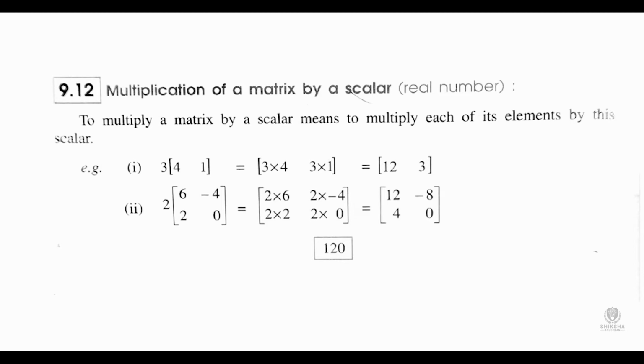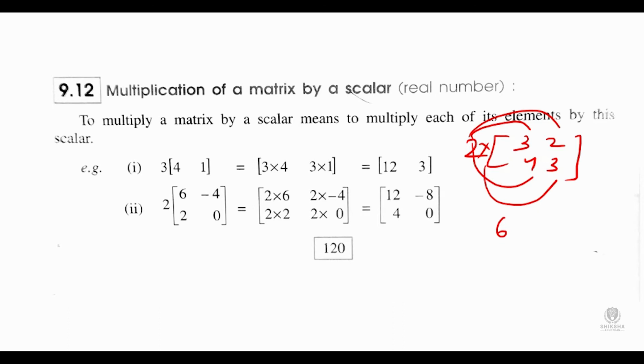Then multiplication of a matrix by a scalar or real number. To multiply a matrix by a scalar means to multiply each of its elements by that scalar number. Suppose we are given a matrix 3, 2, 4, 3 and we need to multiply it by 2. So we need to multiply 2 with each of its elements. That will be 6, 4, 8, 6. This would be the output.